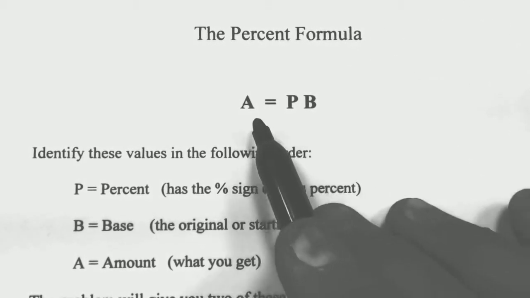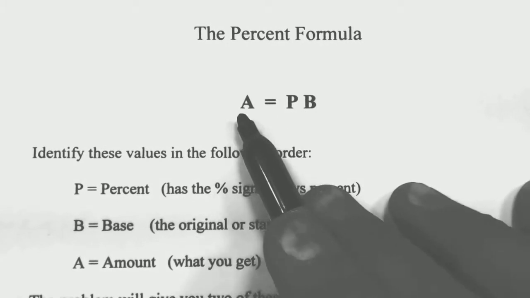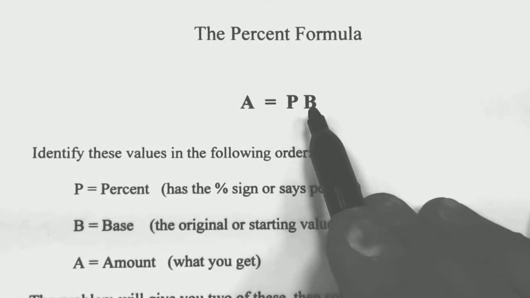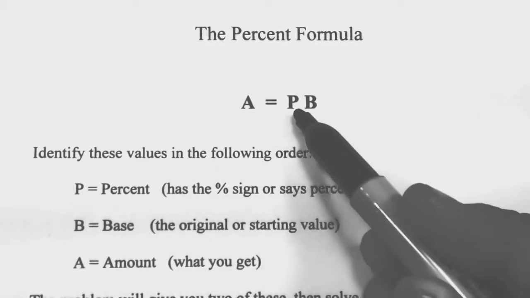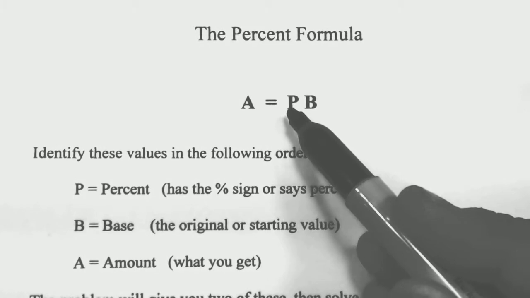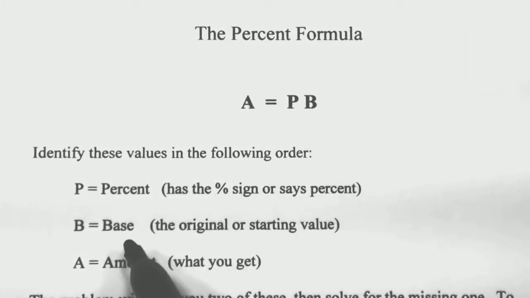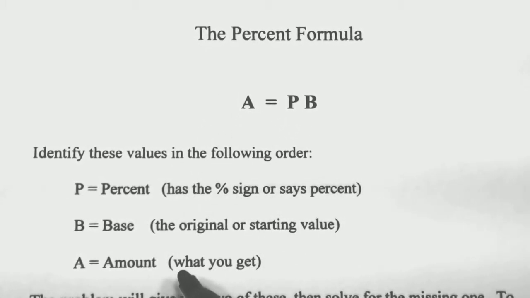Here's the idea. The basic formula is A equals P times B. The P and the B are next to each other, so that of course means multiply. You do have to know this original A equals P times B. Now, here's what the three different letters are. The P is the percent. That's what has the percent sign, or they say the word percent in the word problem. The B is the base. It's the original or starting value, what you had to know first. And the A is simply the amount that you get.